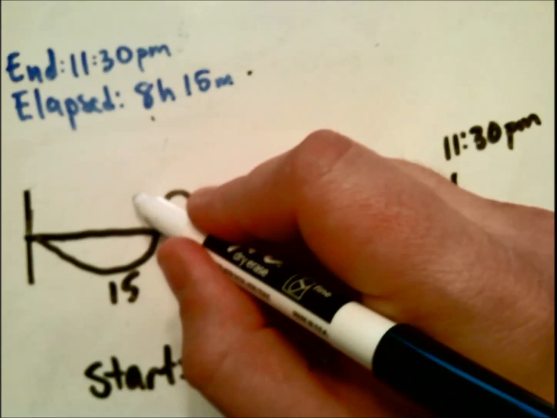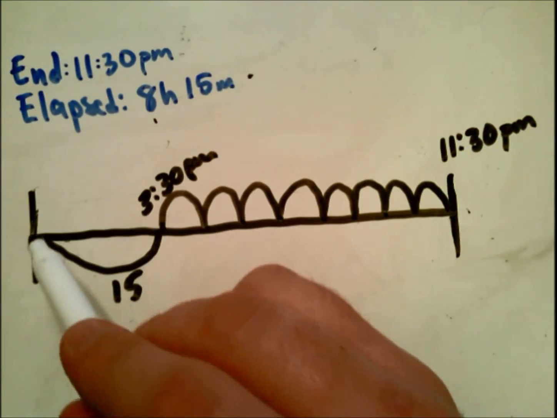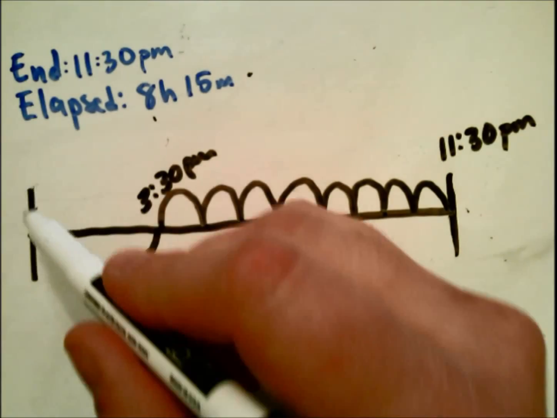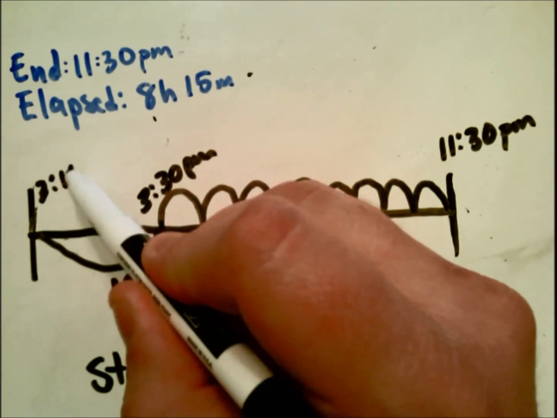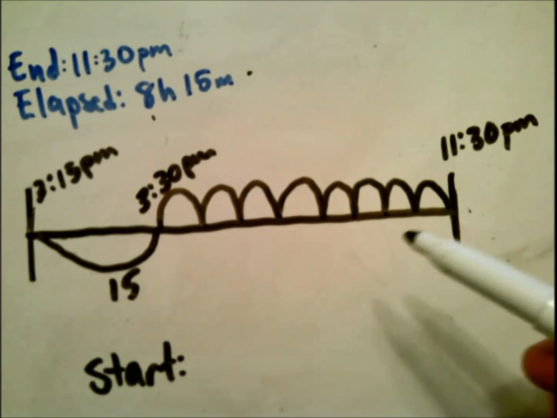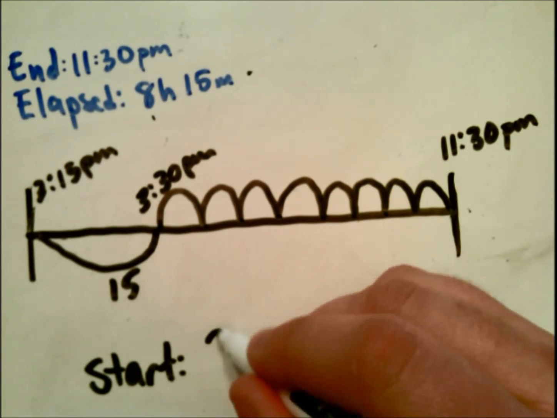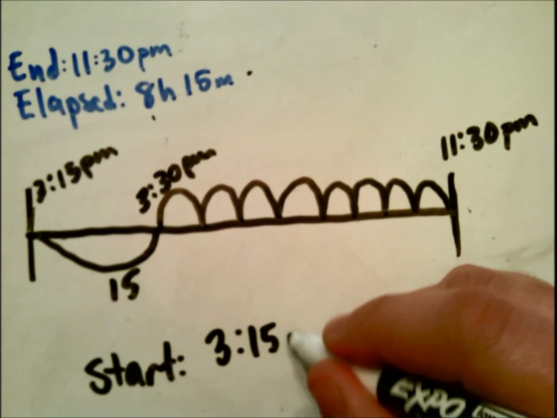Okay, so I have 3:30 right here, 3:30 p.m., and I know that 15 minutes prior to 3:30 p.m. is 3:15 p.m. And that's just easily counted back on using my timeline. So my start time is 3:15 p.m.